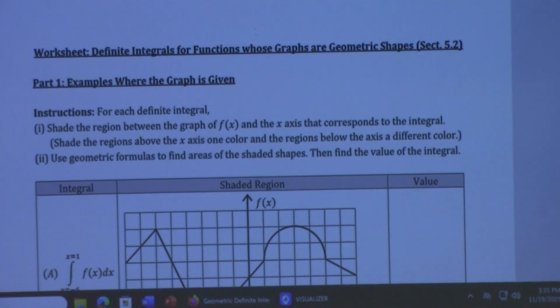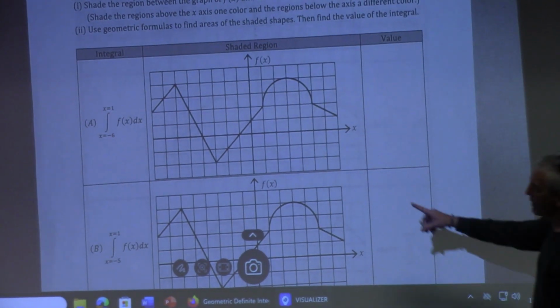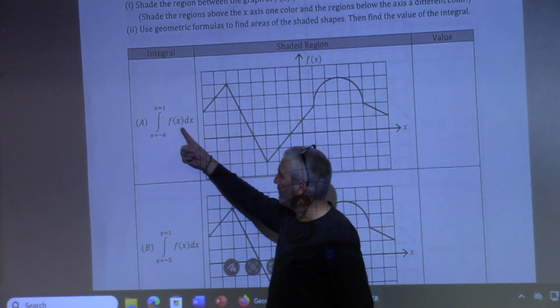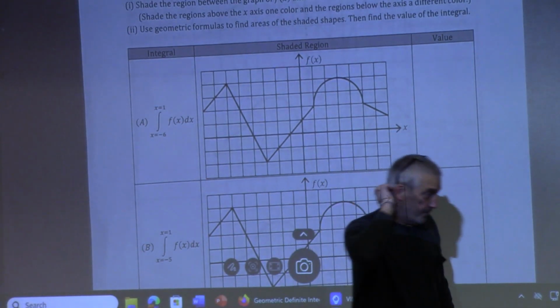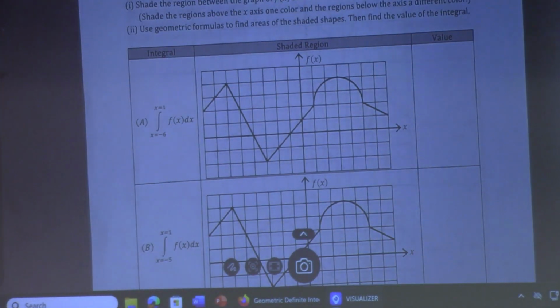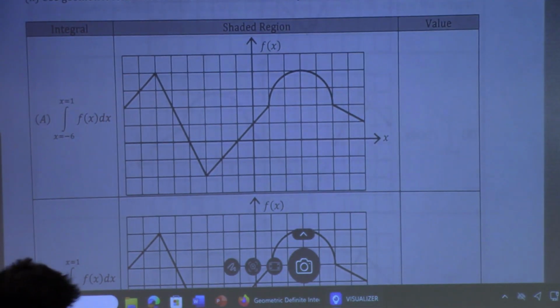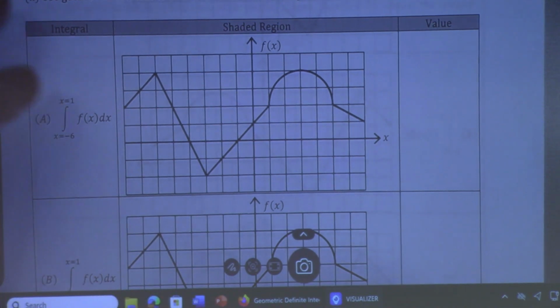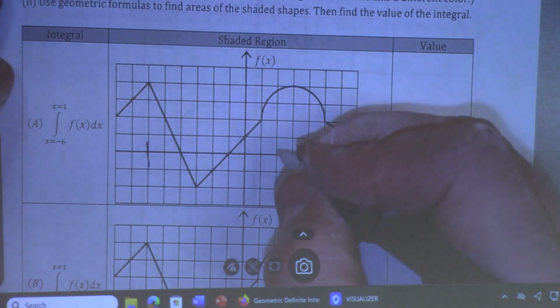We have this worksheet, and our first problem is this symbol. Now we know what that means. It means the signed area between the graph of f and the x-axis, starting with x equals -6 and ending with x equals 1. Well, we can draw a picture of that. So first of all, let's mark the endpoints of this interval. x equals -6 is there. x equals 1 is here.